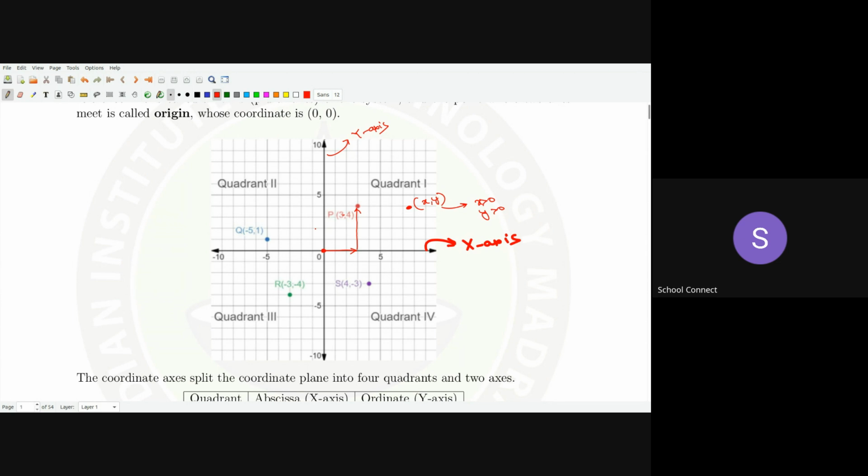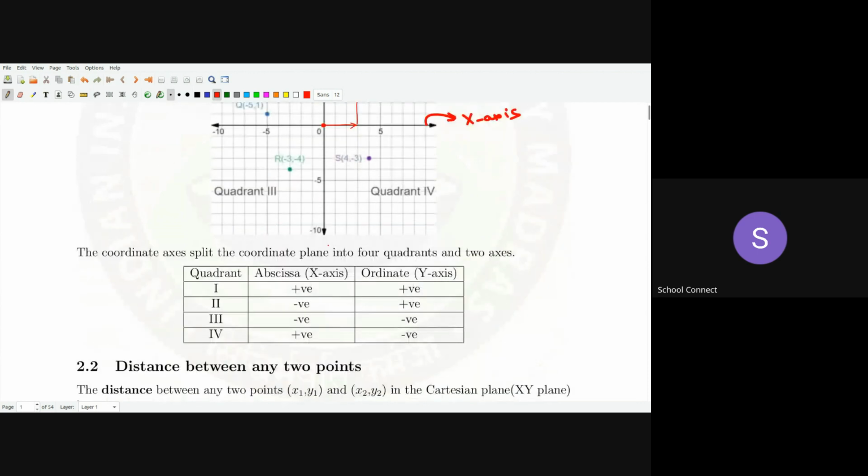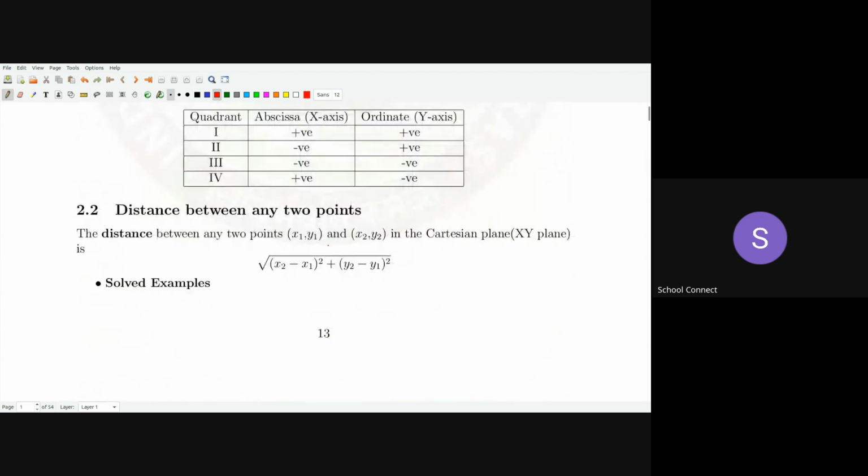Similarly, you can compute the distance between any 2 points, not only from the origin to some other point. You can compute the distance from one point on the xy plane to any other point on the xy plane. How do we compute that? If you have any 2 points x1, y1 and x2, y2, the distance between these 2 points is the square root of (x2 minus x1) whole square plus (y2 minus y1) whole square. And the proof of this is also very, very simple.